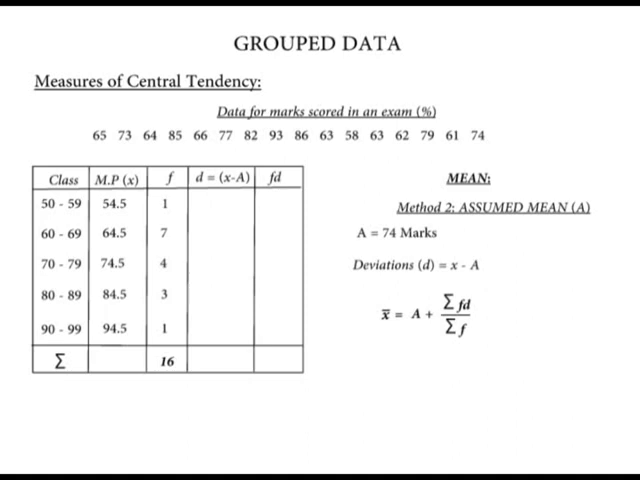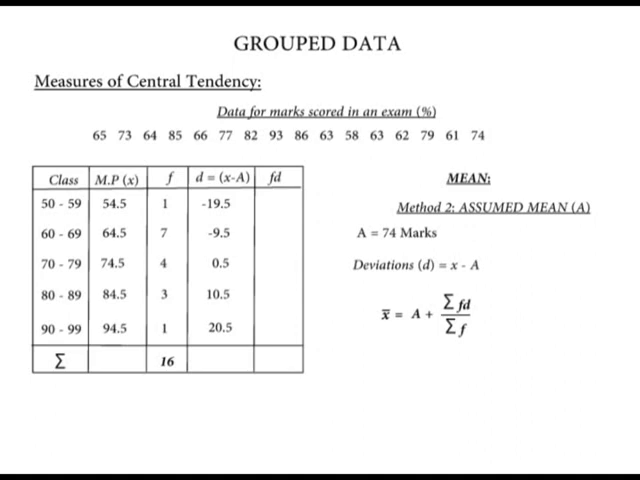We calculate D for each class. First one, 54.5 minus 74 is minus 19.5. 64.5 minus 74 is minus 9.5. 74.5 minus 74 is 0.5. 84.5 minus 74 is 10.5. 94.5 minus 74 is 10.5.